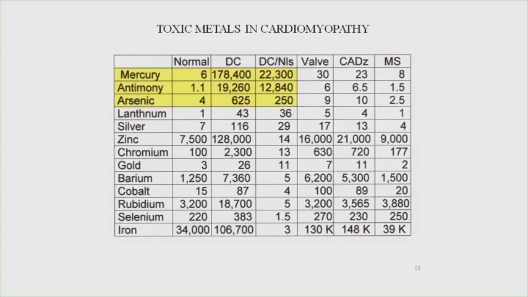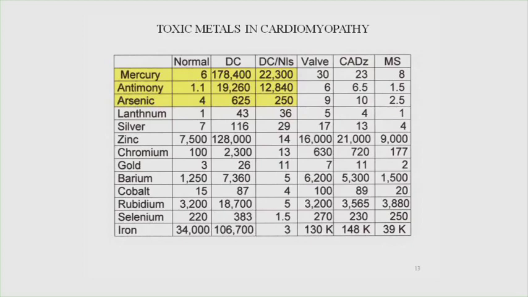This was a really cool study. They did heart muscle biopsies on normal people, people with cardiomyopathy, people with heart failure due to valve disease or coronary disease. Now, the people with valve disease and coronary disease had greater concentrations of mercury, antimony, and arsenic than did normal people. But the people with dilated cardiomyopathy, myocyte dysfunction, and we don't know why, they had 22,000 times as much mercury in their cells as did the normal people. They had 12,000 times as much antimony and 250 times as much arsenic.